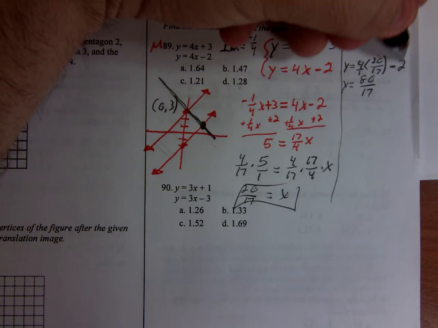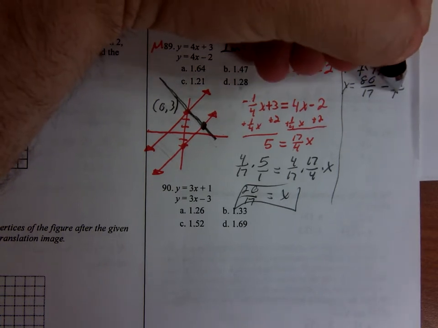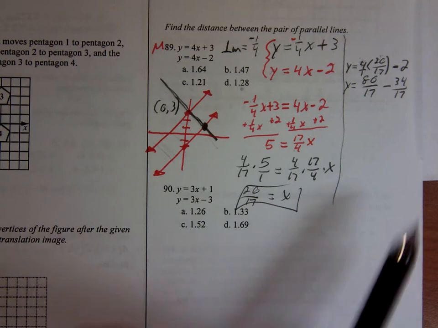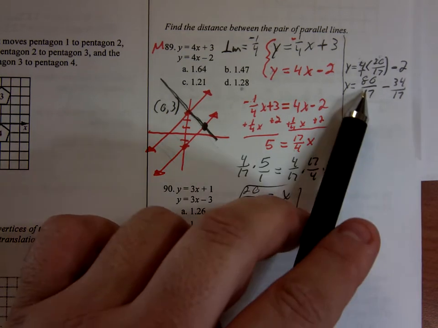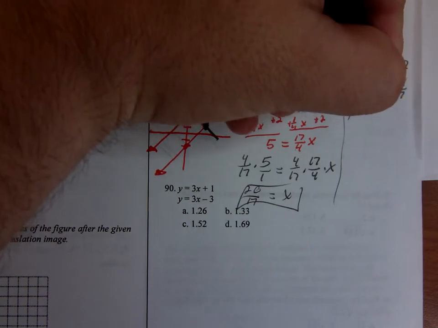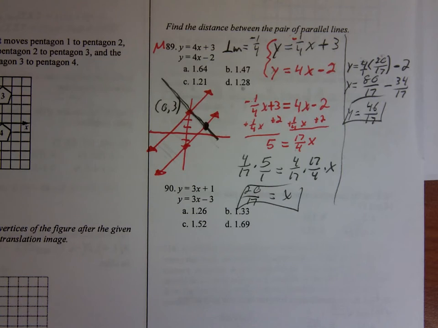I'm going to convert that 2 into a fraction. So this is going to be 34/17. That way I can combine them later. I actually want to make one number out of this. So this is the same as 2. Okay, 80 minus 34. I believe it's 46/17. Okay, whew. A lot of work.